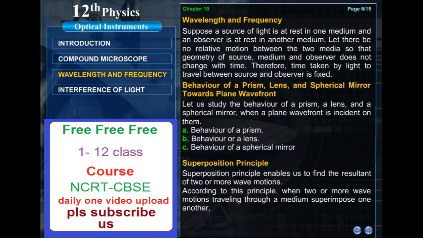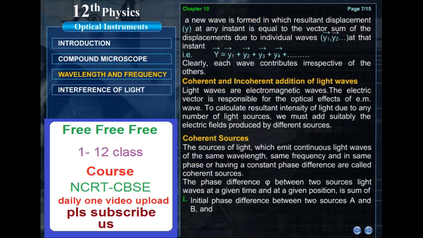Superposition principle. The superposition principle enables us to find the resultant of two or more wave motions. According to this principle, when two or more wave motions traveling through a medium superimpose one another, a new wave is formed in which the resultant displacement y at any instant is equal to the vector sum of the displacements due to individual waves, vector y1, vector y2, at that instant. That is, vector y is equal to vector y1 plus vector y2 plus vector y3 plus vector y4 and so on. Clearly, each wave contributes irrespective of the others.